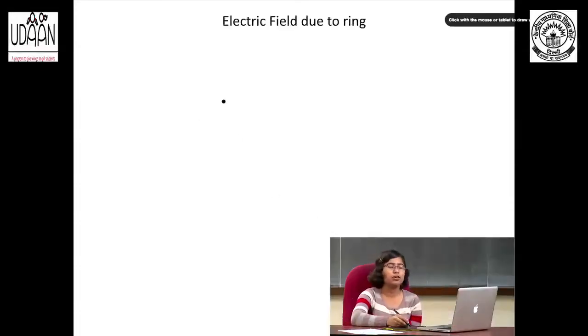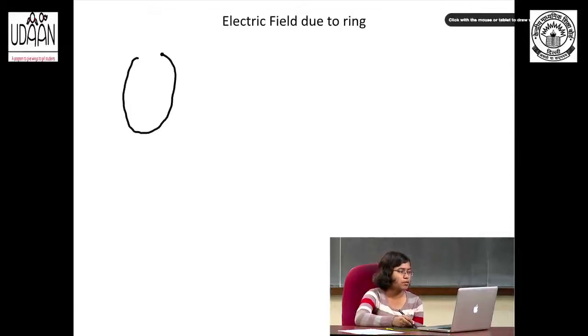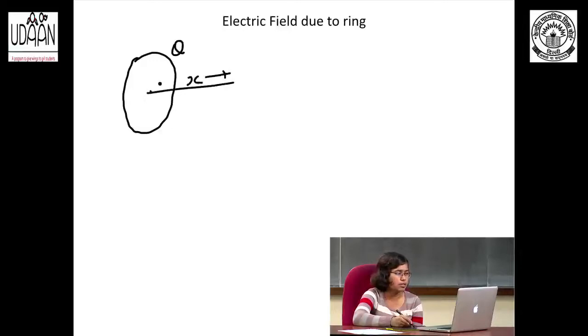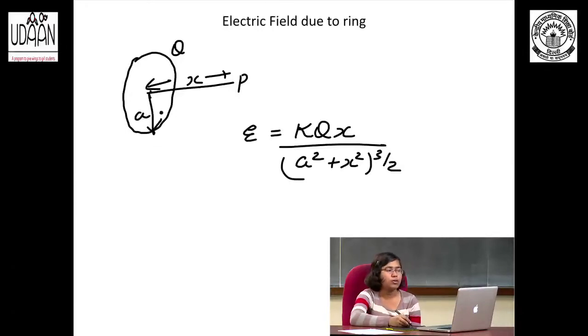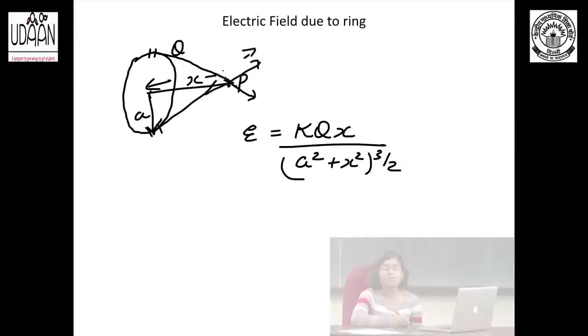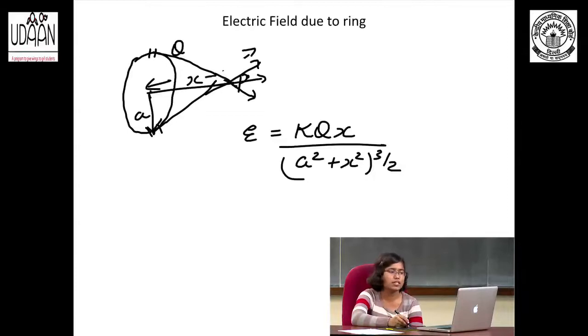Now the electric field due to a ring. Suppose we have a ring with a charge q on it and a point at a distance of x. So the electric field would be equal to kqx upon (a square plus x square) whole to the power 3 by 2, where a is the radius of the ring. You can find it out by taking a small element on the ring and finding the electric field due to it. Similarly, we can take an element on the other side. We will observe that the net electric field would be along the axis of the ring.